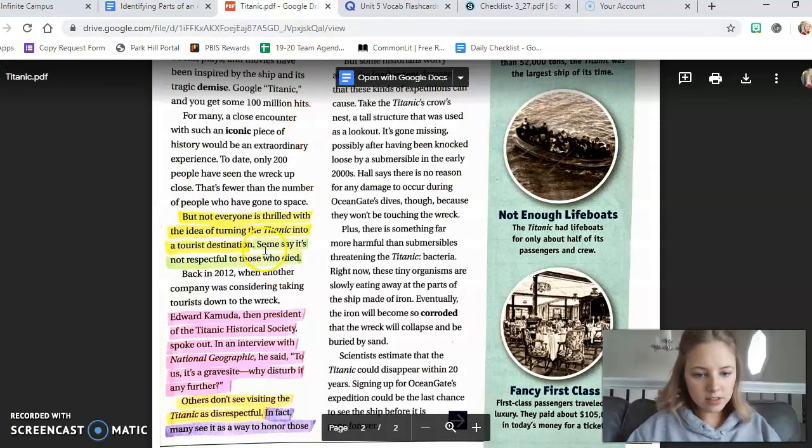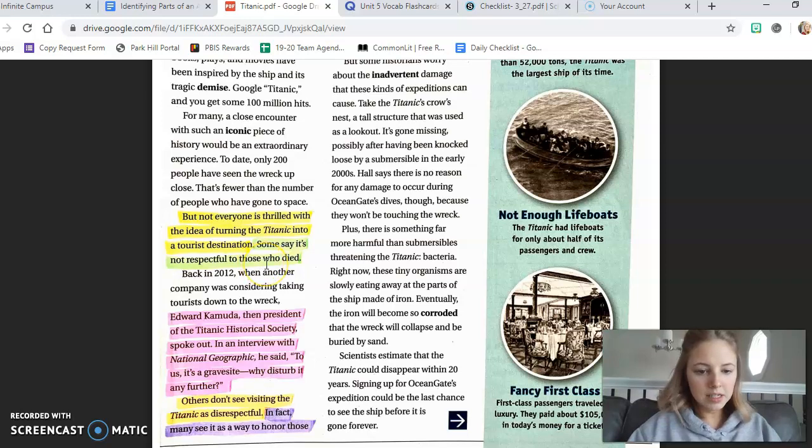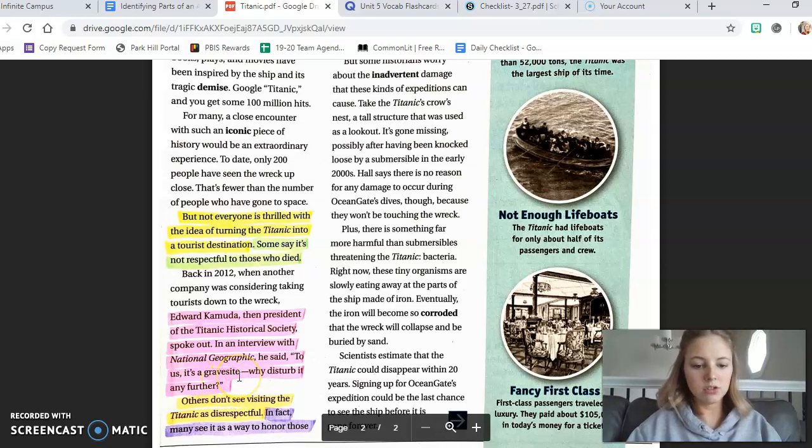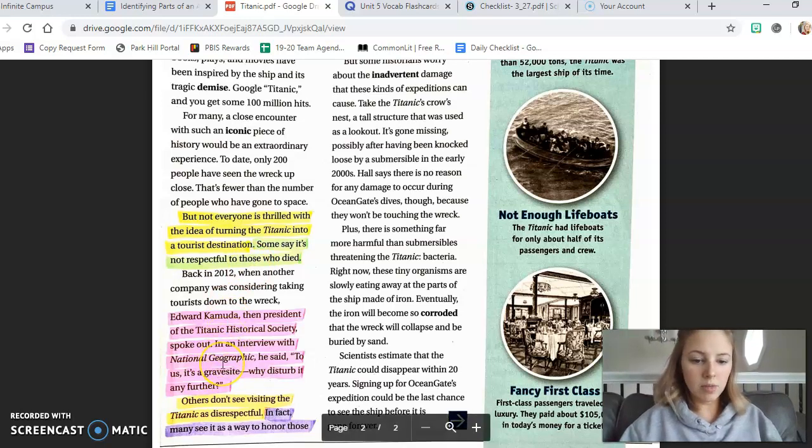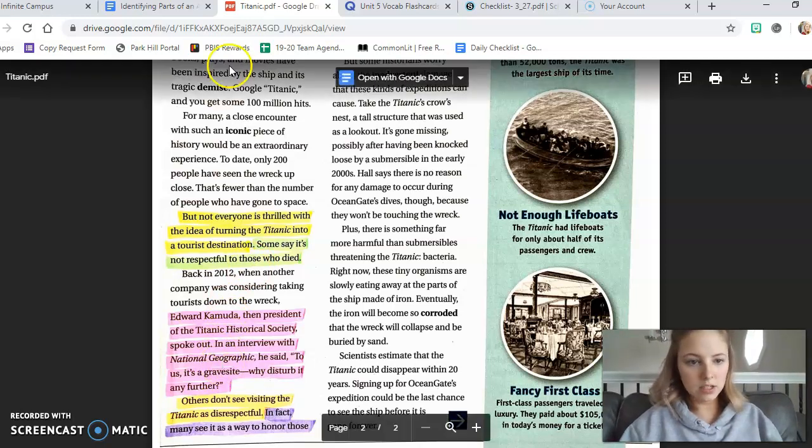Then we take a look further. It says some say it's not respectful to those who died. And then we get a quote from someone from the National Geographic. So using a quote, using researched information that someone pulled from a reliable source, that's probably our evidence. And this piece of evidence supports the idea that it's not respectful to those who died. So we can be pretty certain that the point they're making about respect to those who died is a warrant, and then this information from the National Geographic is the evidence.